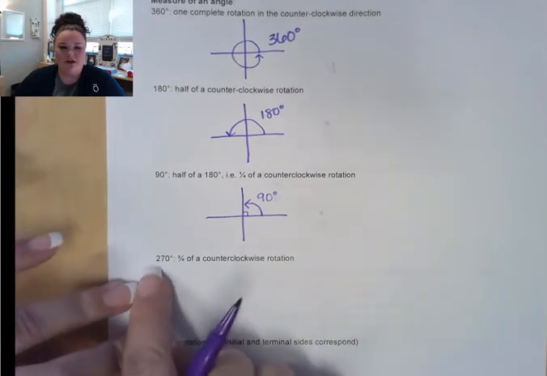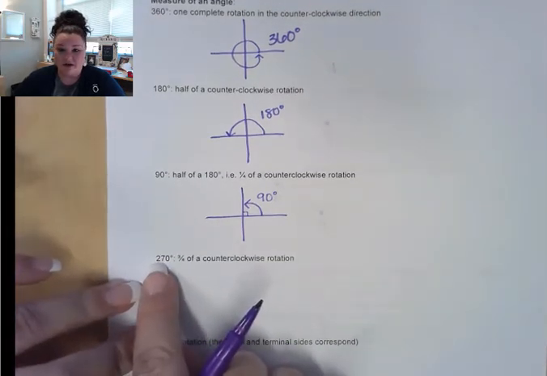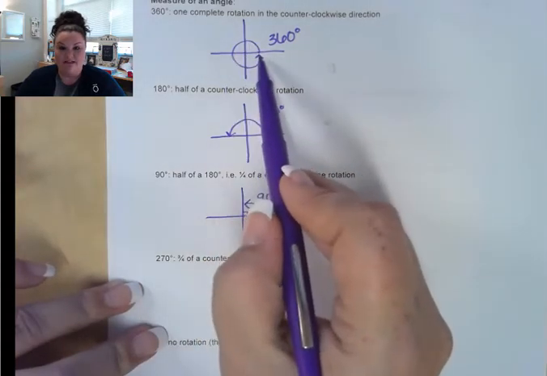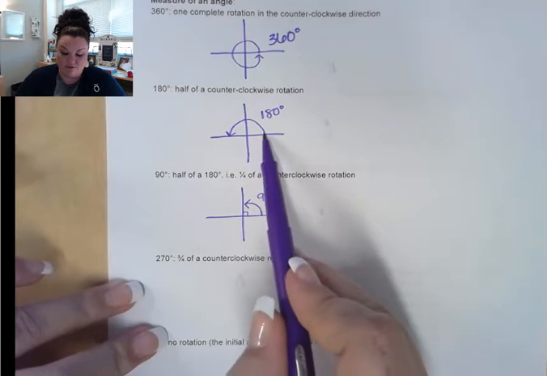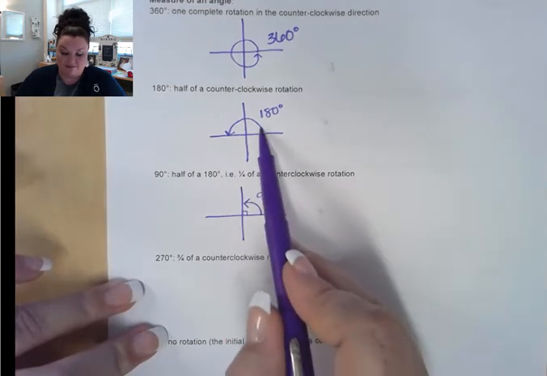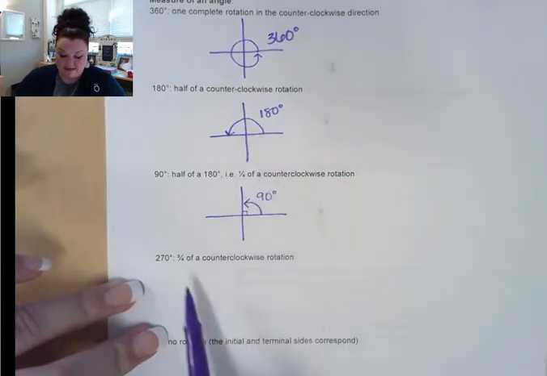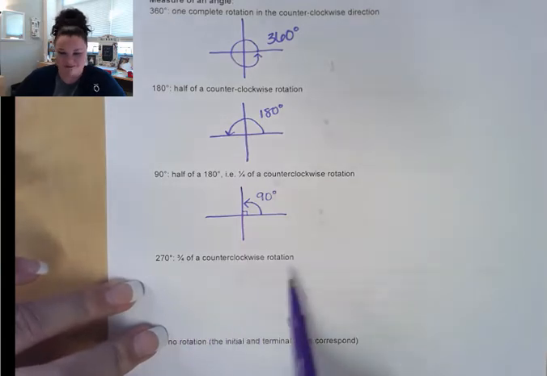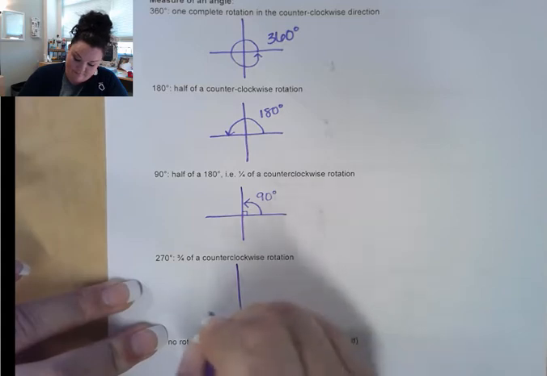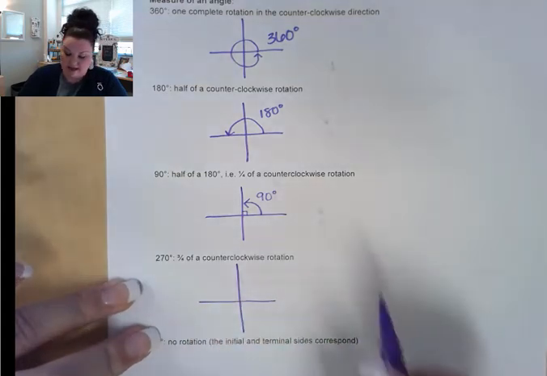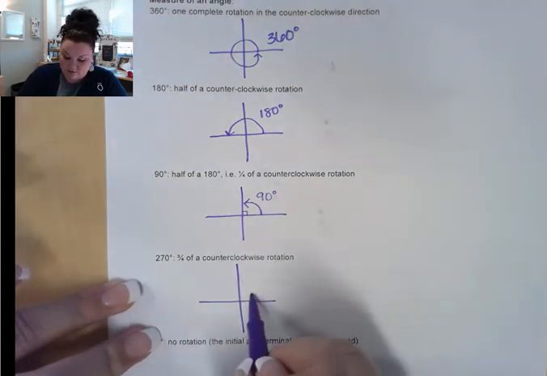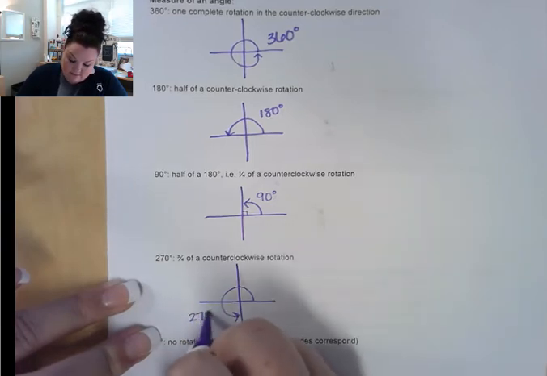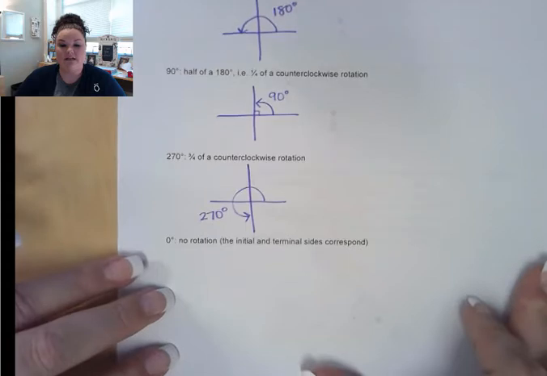All right, what about 270, right? 270, it's not going to be all the way around, right? Because that's 360, but it's going to be further than 180, right? Because it's bigger than 180. So what that ends up being is 3/4 of a counterclockwise rotation. So that means we're starting at our x-axis and we're going 3/4 of the way. Okay. So this is 270 degrees.